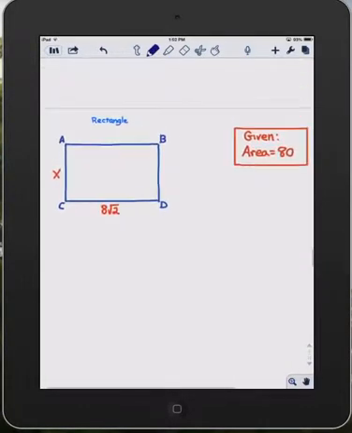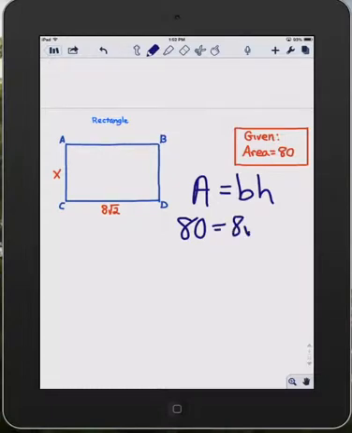Next problem. We have area equals base times height. So now we have the area is equal to 80. The base is 8 times square root of 2, and the height is x. So we just solve for x, same as the previous problem.